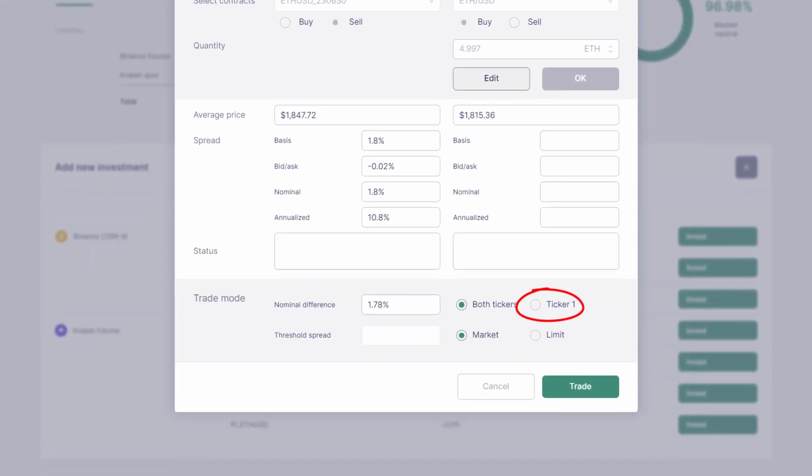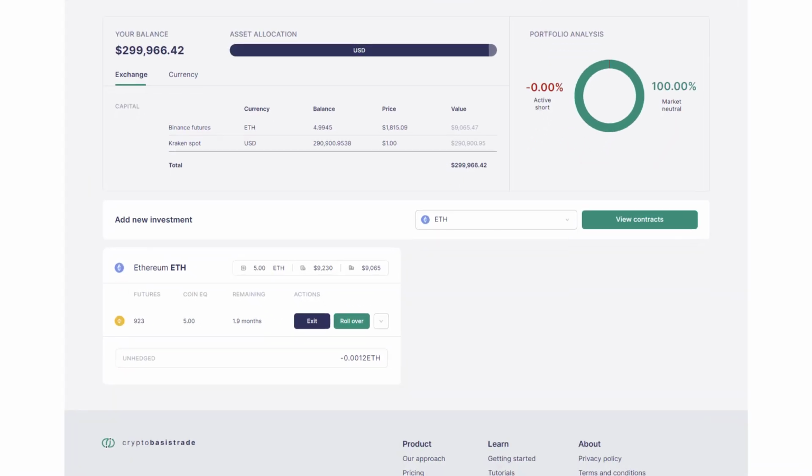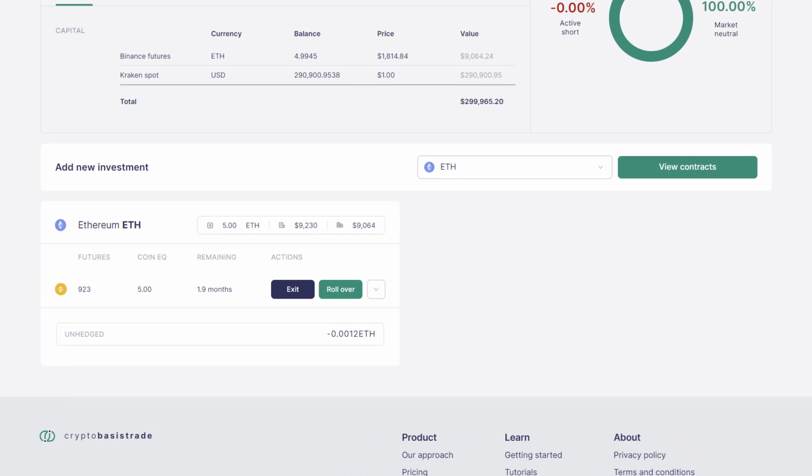Choose Ticker 1 mode and trade. We can now close the trader and verify that we have hedged our Ether coins. Here, we see a new short futures position. Note that we have an unhedged amount which is close to zero but not zero. This is expected due to rounding fees charged by crypto exchanges as well as rounding of futures contracts. If you invest a significant amount into the trade, these unhedged differences can accumulate in the process of establishing your arbitrage position. However, you can adjust it as we show later in this tutorial.